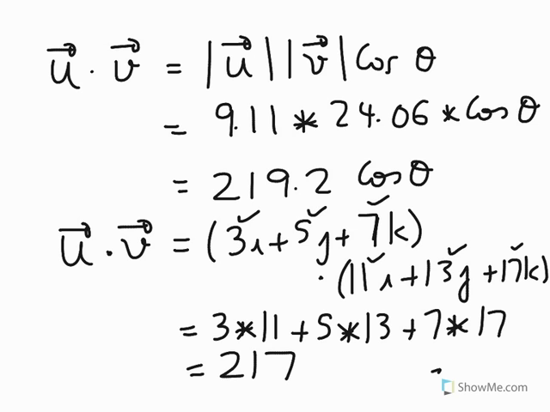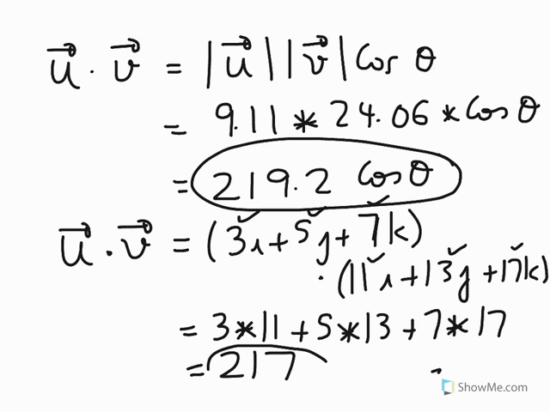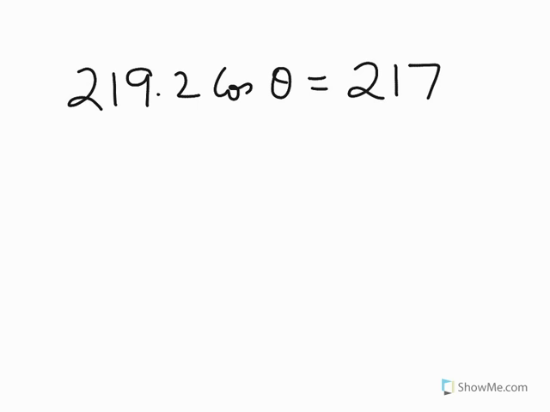So what you're finding out here is that the dot product is given by this quantity, and the dot product of the two vectors is again given by this quantity. So those two quantities should be equal to each other. Let's see what we get from there. We are finding out that 219.2 cos theta should be equal to 217.